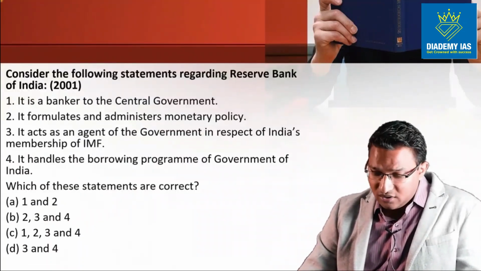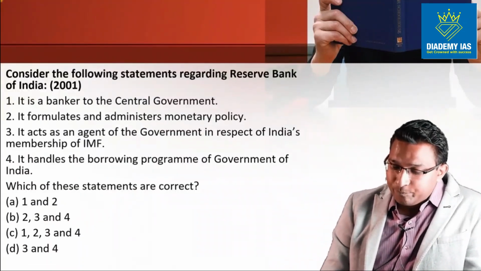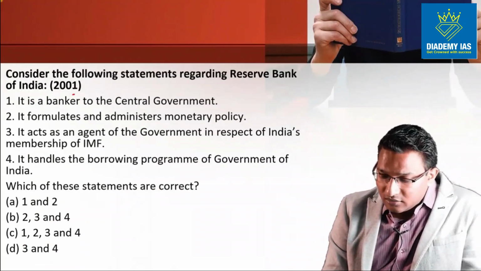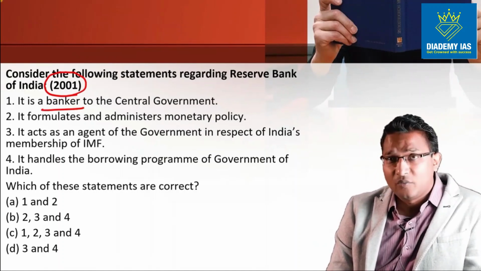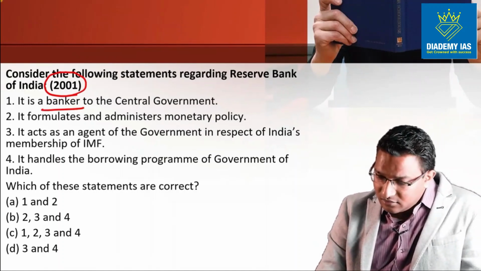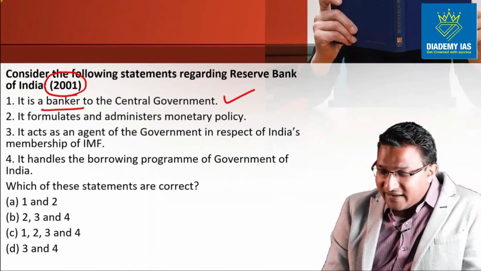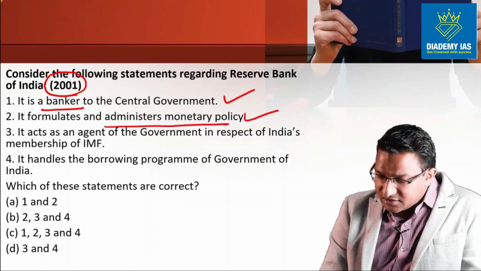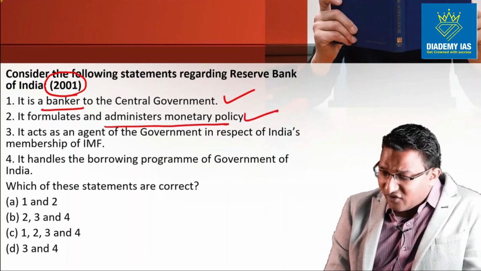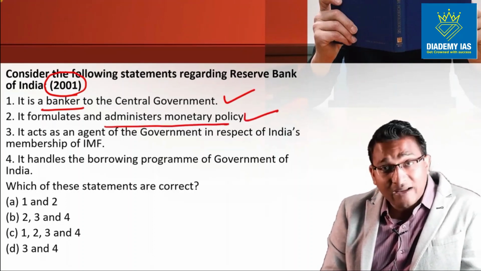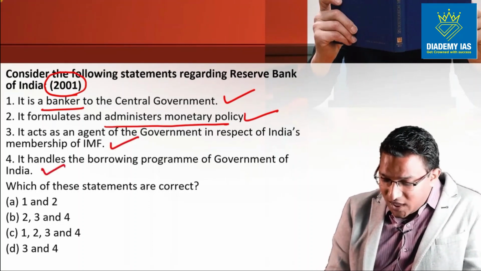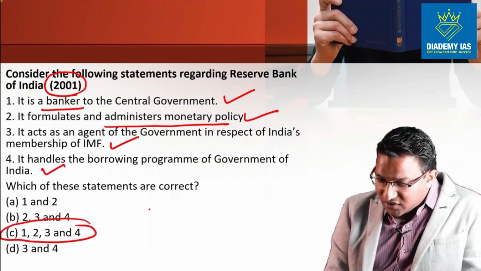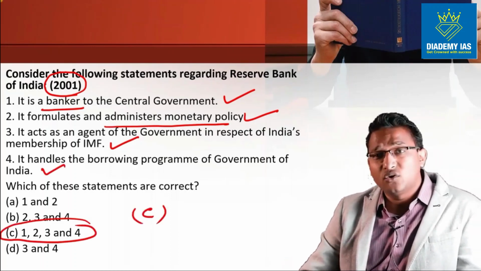Now see this question. Consider the following statements. This question came in 2001. Statement number 1. It is banker to the central government. Yes. It formulates and administers monetary policy. Yes. It acts as an agent of the government in respect of India's membership of IMF. Yes. It handles the borrowing program of the government of India. Yes. So answer is 1, 2, 3 and 4, option C. So very easy question.